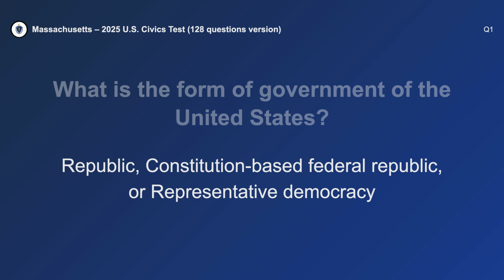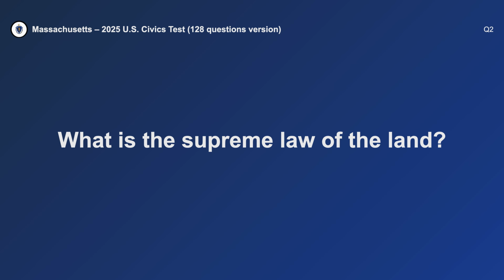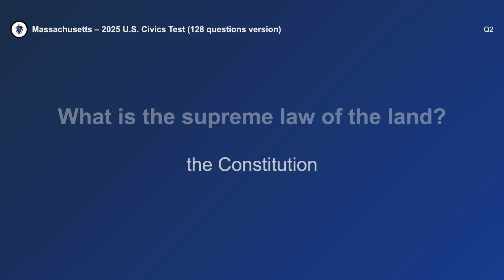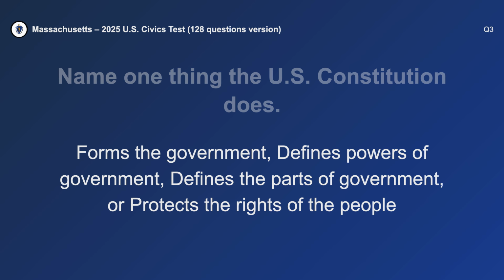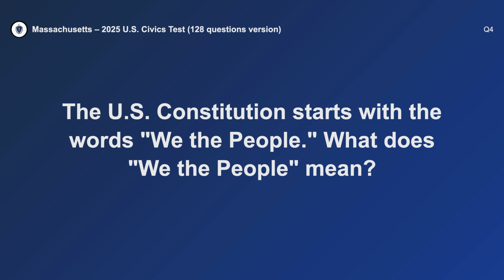What is the form of government of the United States? Republic. What is the supreme law of the land? The Constitution. Name one thing the U.S. Constitution does. Forms the government. The U.S. Constitution starts with the words, "We the people." What does "we the people" mean?